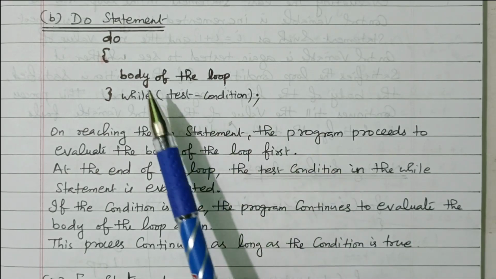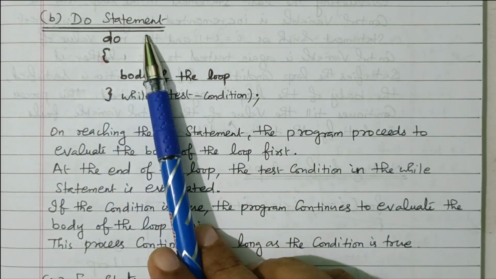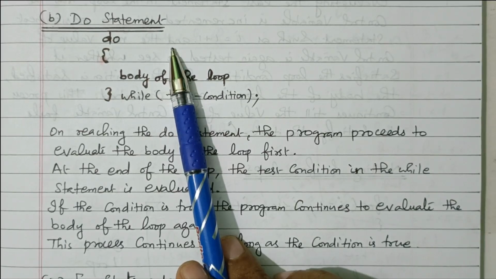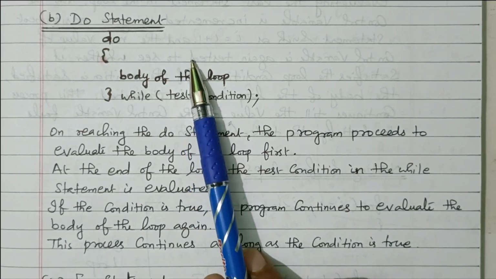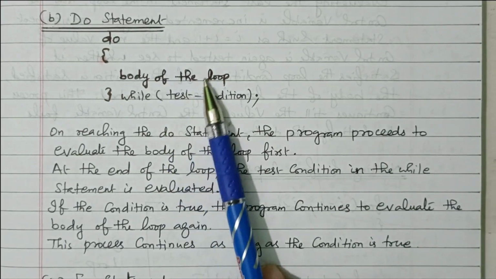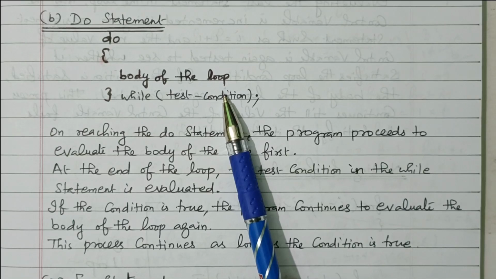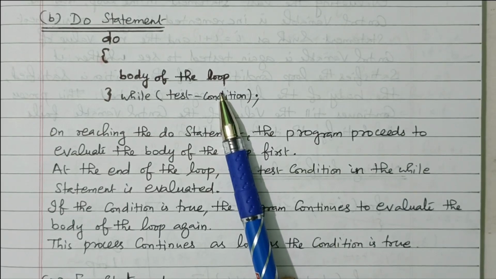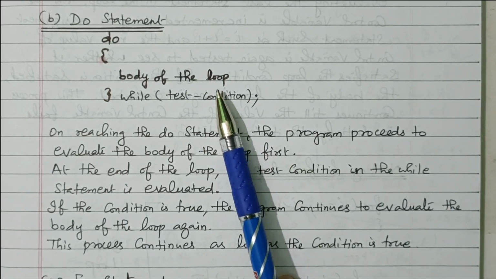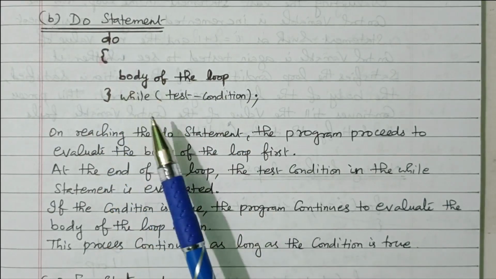Now we'll go to the topic, the do statement. This is one type of decision making and looping statement. Decision making and looping means after taking the decision, it is executed again and again. Looping means executed again and again, right? Taking the decision and looping. There are three types of looping statement available: while statement, do statement and for statement, right? So in this video we'll see the do statement.